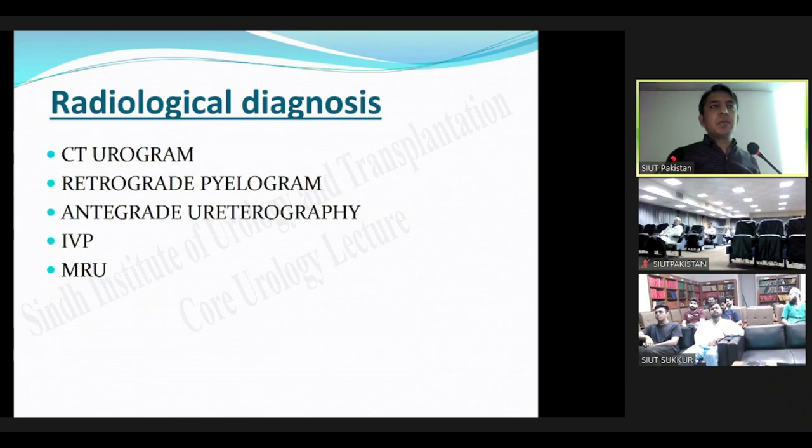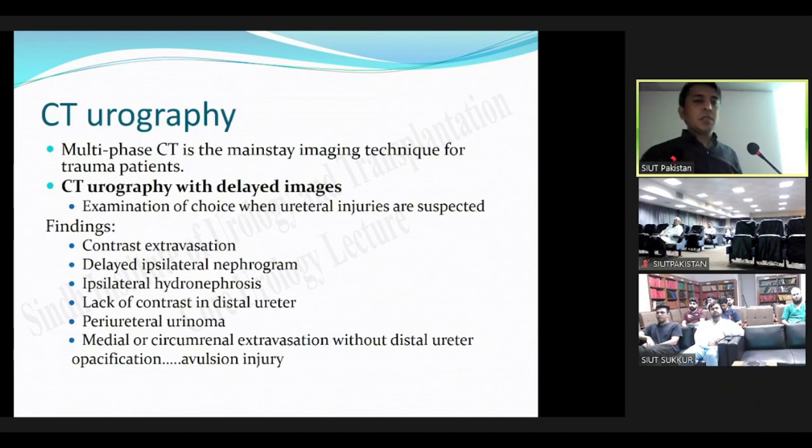So radiologically, we can just perform a simple ultrasound, which will show if there is a ligation or injury to the ureter, showing hydronephrosis in the kidney. And then CT urogram, retrograde pyelogram, antegrade ureterography, IVP, and MRU. CT urography, multi-phase CT urography, is the mainstay technique for a traumatic patient.